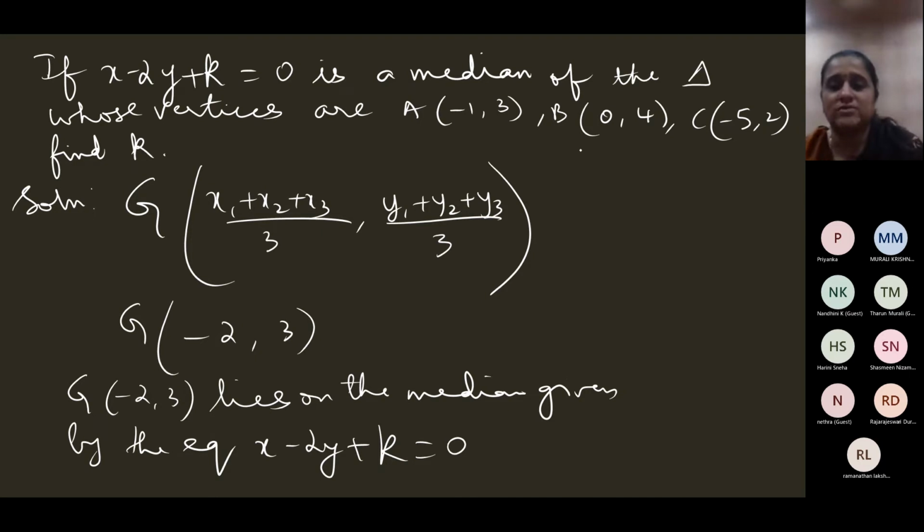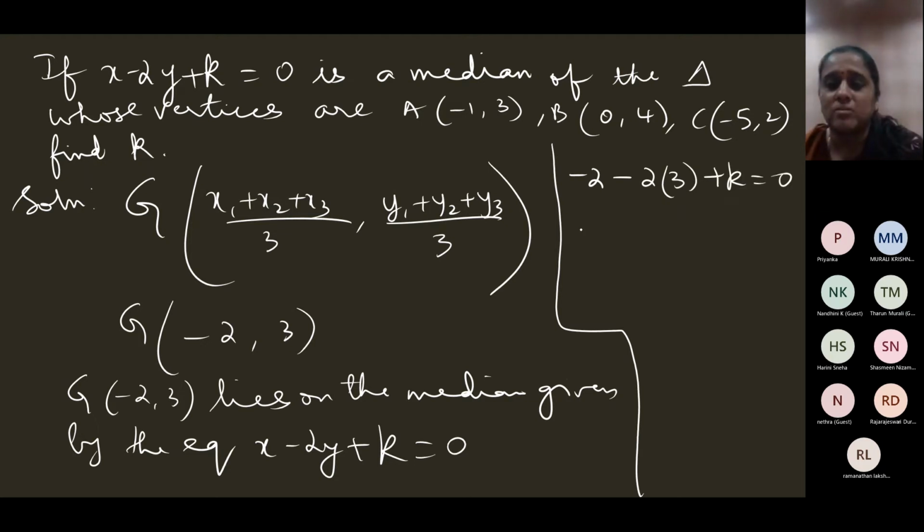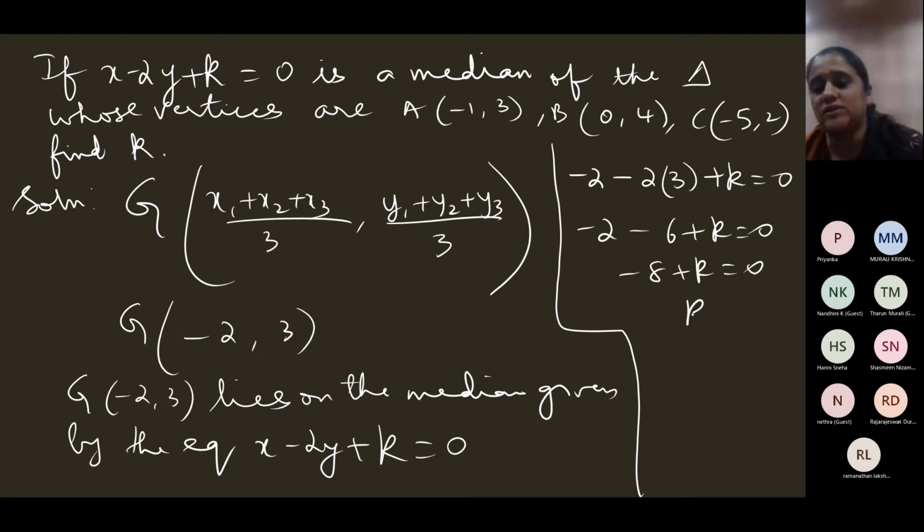So now, in place of x, I'll just do it here, children. In place of x, it's minus 2. Minus 2 into y, which is 3, plus k is equal to 0. So minus 2 minus 6 plus k is equal to 0. Minus 8 plus k is equal to 0. K is equal to 8.